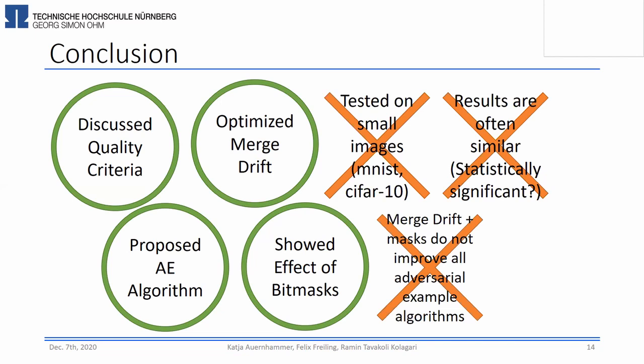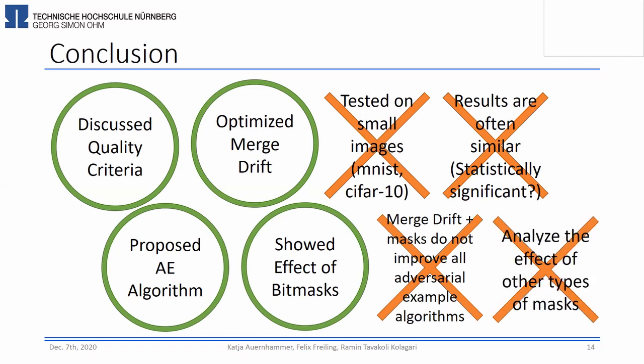Then, merge drift and masks do not improve all adversarial example algorithms. We attempted to improve several algorithms that we could find online, but we were only able to significantly improve NK and improve one or two quality criteria of a few other algorithms. We think merge drift and masks mostly apply to adversarial example algorithms that use a local search or a random search procedure.